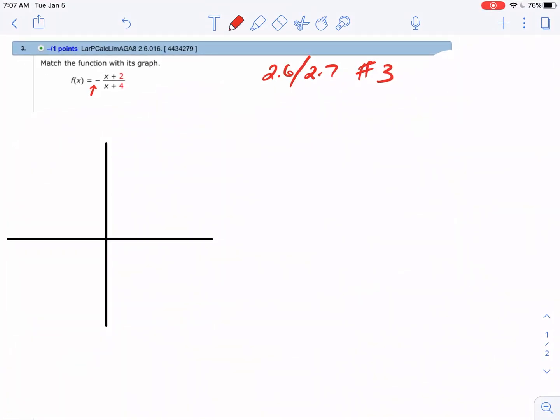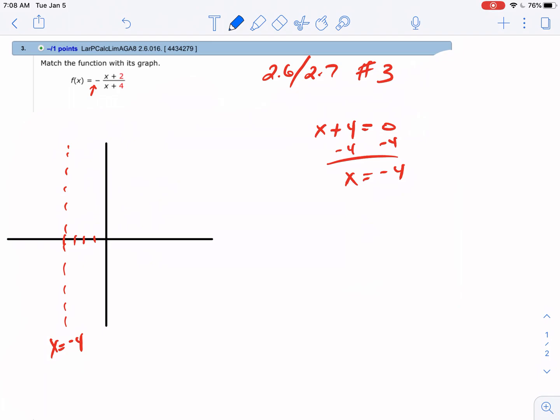And so I like to start by taking the bottom and determining what number shouldn't I use. If you take the bottom, set it equal to 0, and solve that, I'm going to subtract 4 on both sides here. So I get x equals negative 4. So I go 1, 2, 3, 4 to the left, and I draw this vertical asymptote at negative 4.